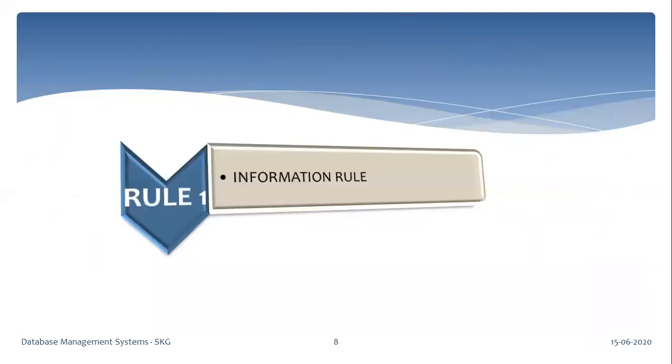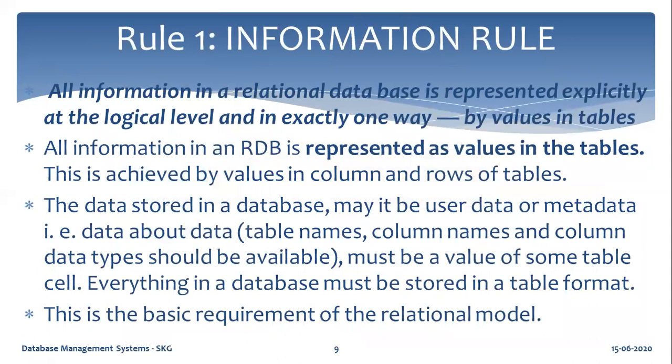Second one, the information rule. All information in a relational database is represented explicitly at the logical level and in exactly one way, by values in tables. So the data which we are storing in a table, that is rows and columns, and each value we are storing in a cell. So that is the main aim of storing it. So all the data should be represented as a table.